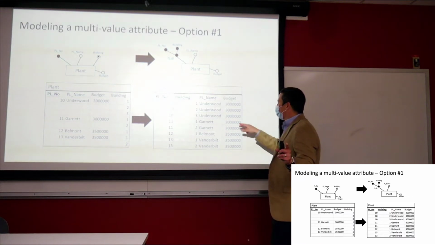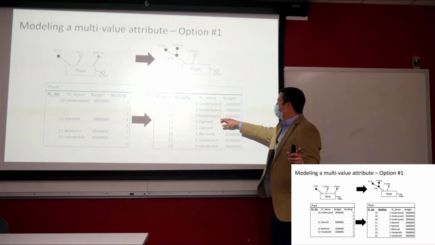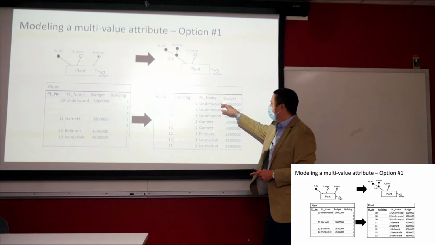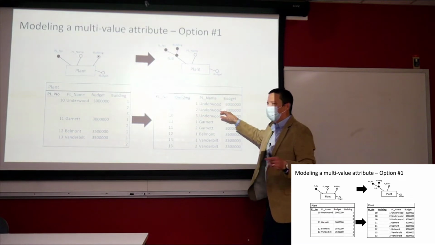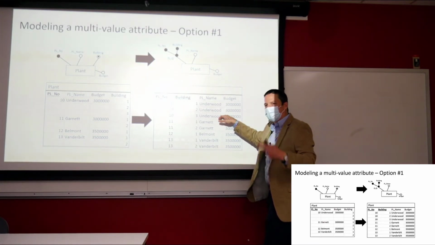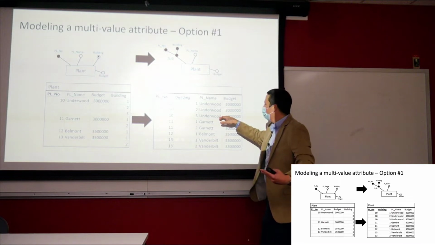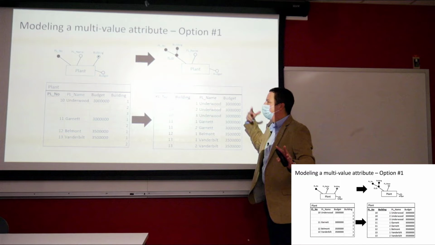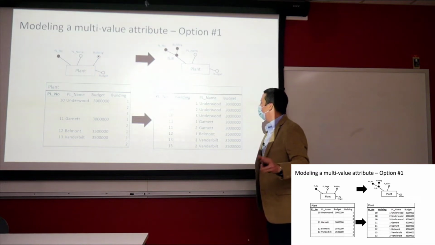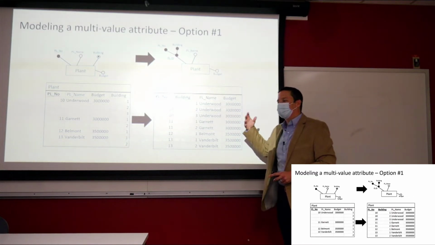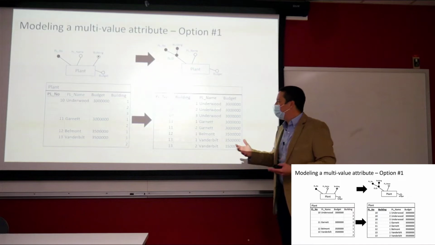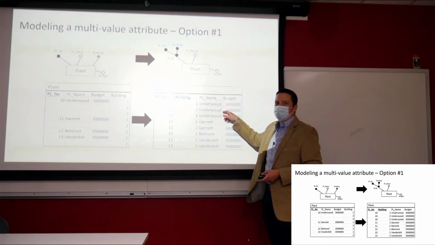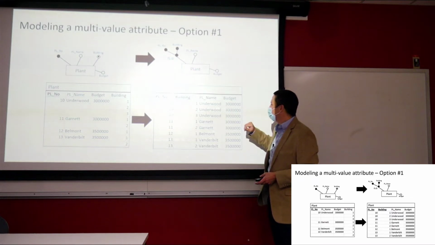But then also, now we have this repetition, right? For plant 10, we say the plant name is Underwood, and for plant 10, it's Underwood, and for plant 10, it's Underwood. We're just saying the same thing over and over again without adding any new meaning or any new understanding to the data, right? And repetition that does not meaningfully add anything to our understanding of what's going on is called redundancy. This is redundant data.